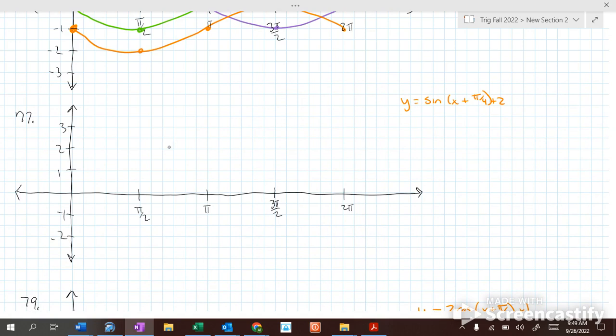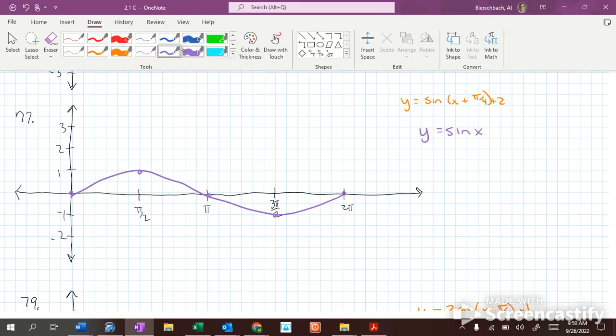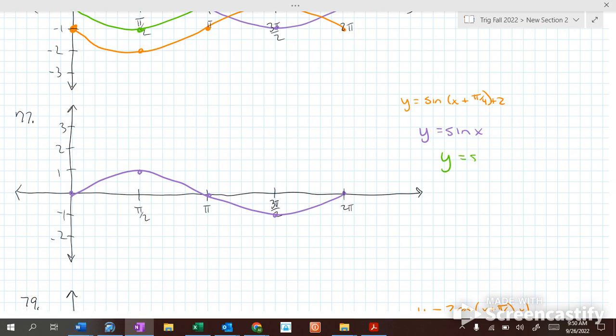Okay, what's the first step on 77, Parker? Sine of x. So 0, 1, 0, -1, 0. And then when we graph y equals sine of x plus pi over 4, where does that move the graph, Eli? To the left pi over 4.